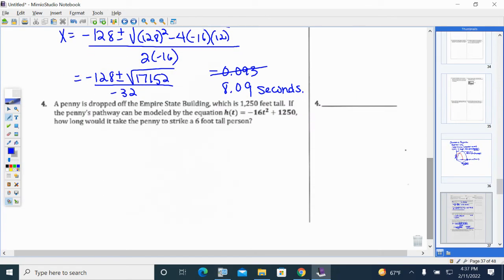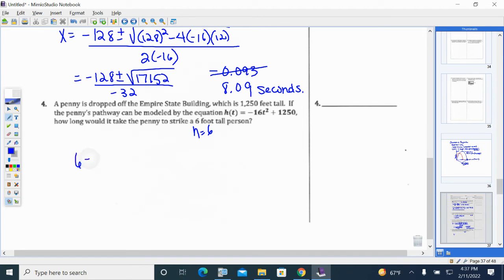Moving on to question number 4. Number 4 says a penny is dropped off the Empire State Building, which is 1,250 feet tall. If the penny's pathway can be modeled by the equation h of t is equal to negative 16t squared plus 1,250, how long will it take the penny to strike a 6 foot tall person? So the 6 foot tall person is the h. That's where h is equal to 6. So that's your h of t.